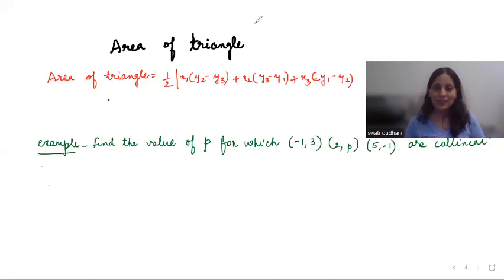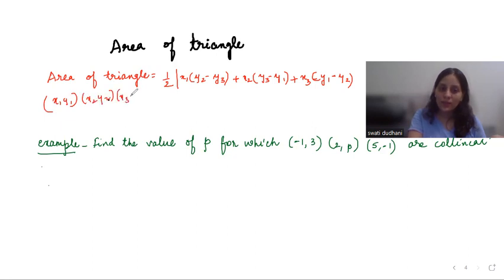Hi, this is Swati, and in this video, we are now going to see how to find the area of a triangle when the coordinates are given. So let us take the three coordinates to be x1, y1, x2, y2, and x3, y3.